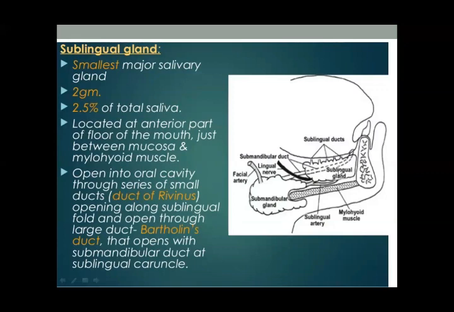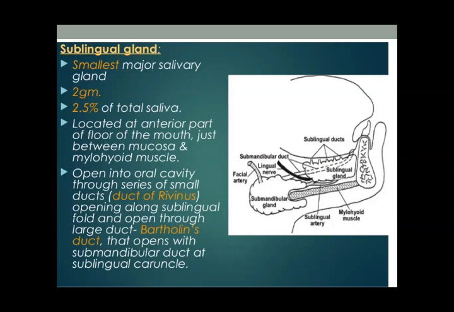Sublingual gland, the smallest major salivary gland, 2.5% of total saliva, located at the anterior part of the floor of the mouth just between the mucosa and mylohyoid muscle. It opens into the oral cavity through a series of small ducts of Rivinus.